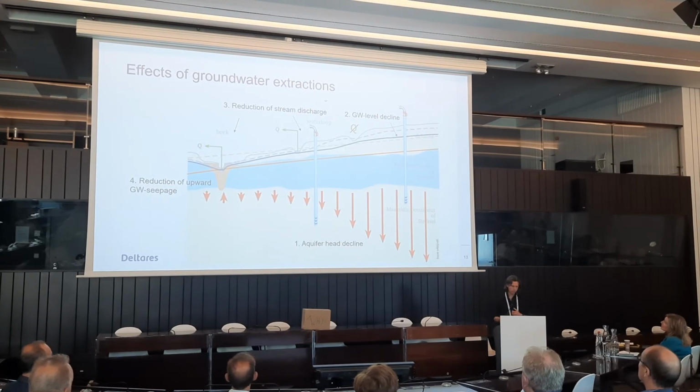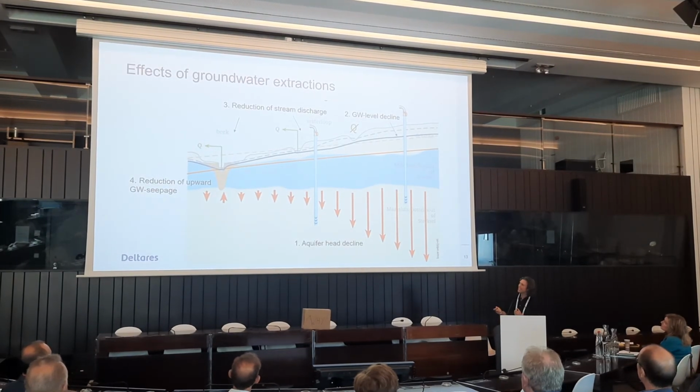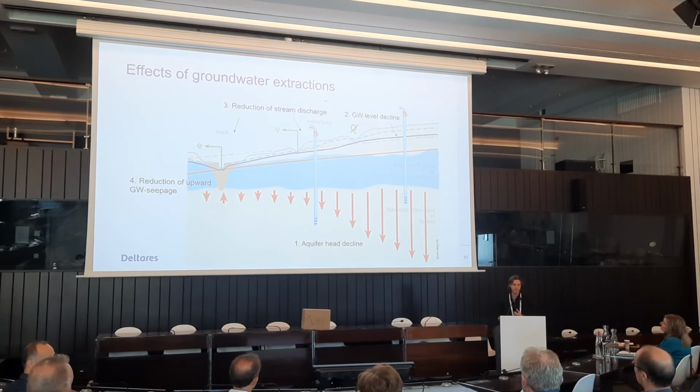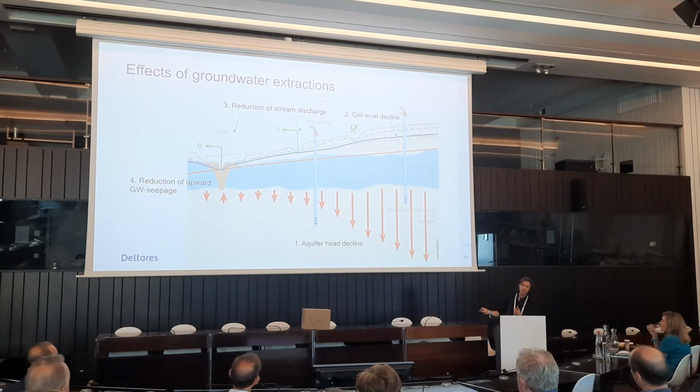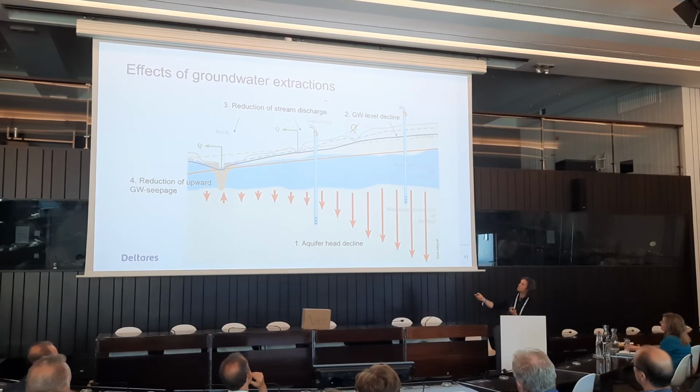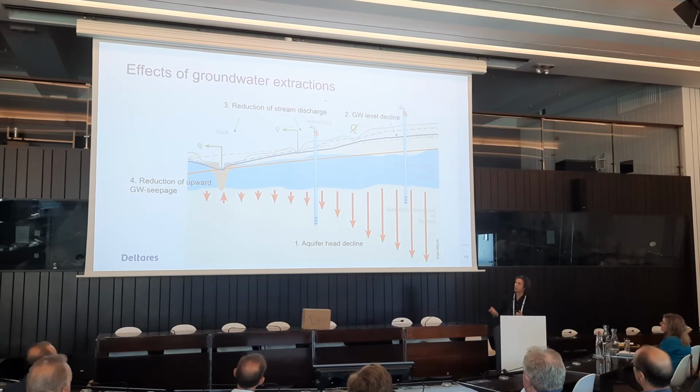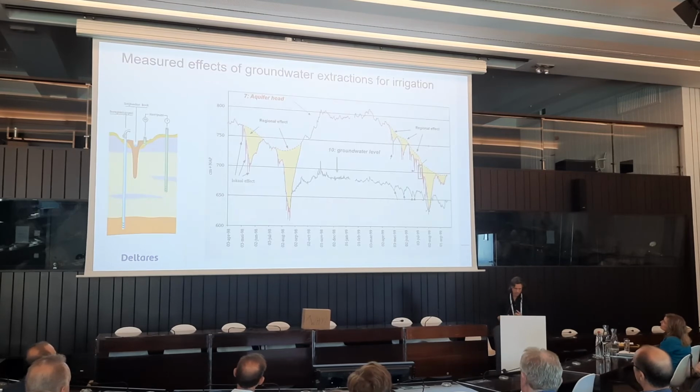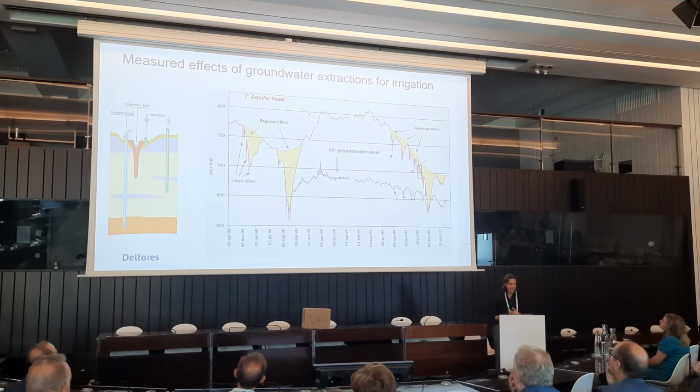I will show you some effects, some explanation, because a lot of people say, well, we extract deep groundwater, so it has no effect on the shallow system, but that's not true. When they extract here, you get an aquifer head decline. It has a direct effect on your phreatic groundwater level, which has its effect on the stream flow, and also because of these lower aquifer heads, there is much less upward groundwater flow in the brook valleys. And this you can see in these monitoring results.